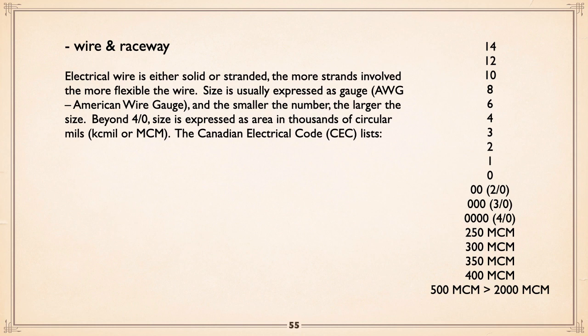And then we get into MCM, which is actually defining what the wire is in terms of thousands of circular mils. Don't worry about it. Just you need to know that 250 is smaller than 300, 350, 400, and you can go up to 2,000 MCM.